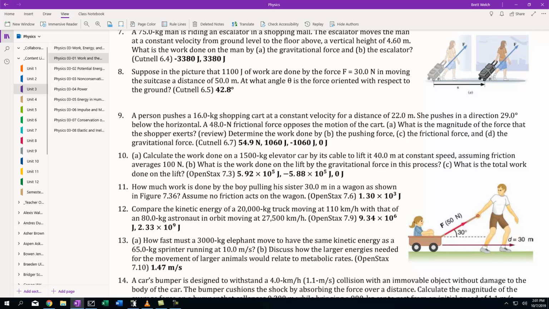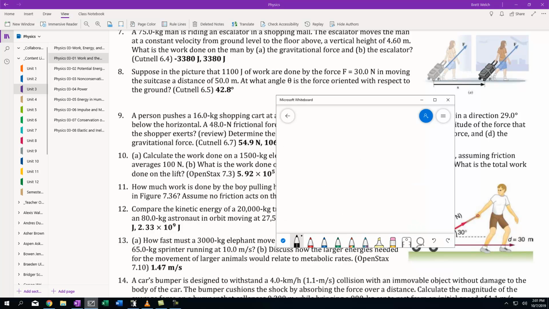Question number 8. Suppose that in the picture that 1,100 joules of work are done, and that picture is just here with the lady with the suitcase. So we know that there's a force being applied this way, but the actual displacement is at a different angle. So we need to know that angle there. We know that it says that 1,100 joules of work are being done.